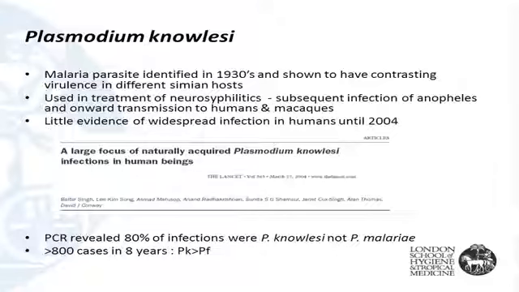It had reasonably widespread use in the treatment of neurosyphilitics, one of our great innovative medical approaches in the 30s in treating syphilis, using the spikes in fever of malaria to kill the syphilis bacteria. The interest there with knowlesi, and this sets it apart from other malarias, is that it has a 24-hour life cycle.